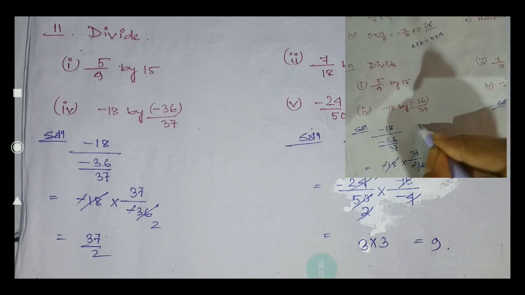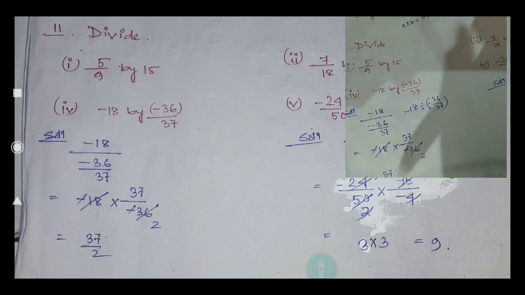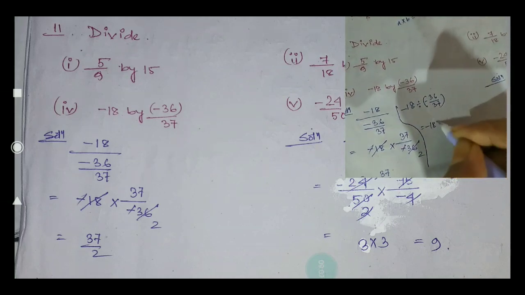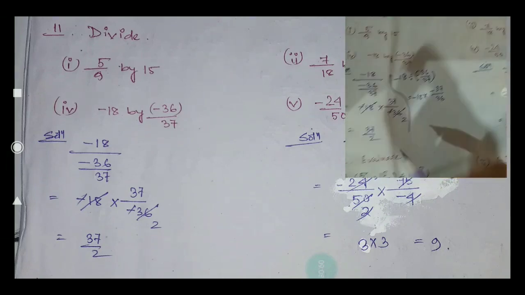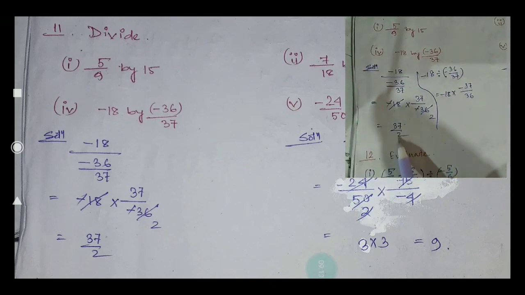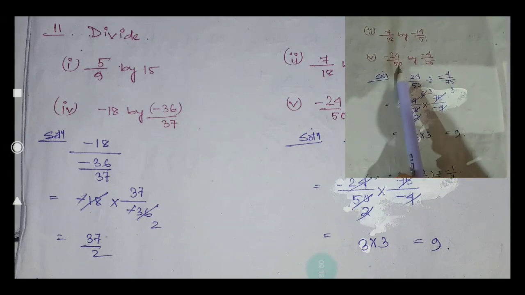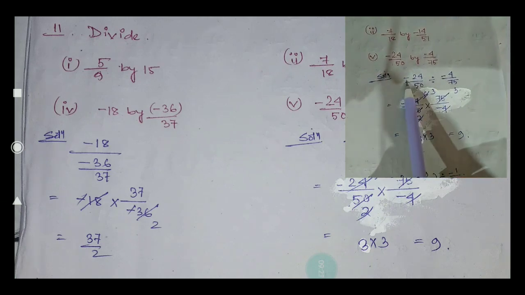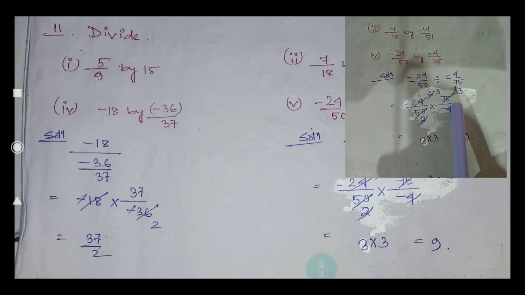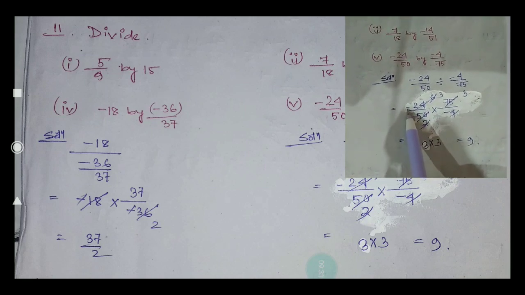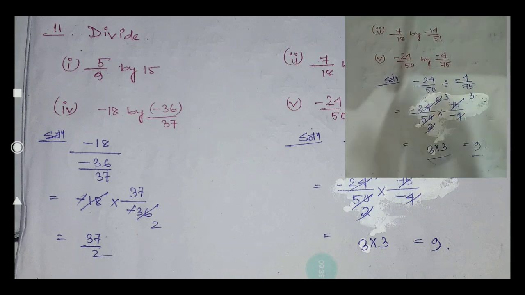You can write like this also, minus 18 divided by minus 36 by 37. After that, same method: minus 18 multiplication 37 by 36. Cancellation then, 37 by 2. Here also see, 5: minus 24 by 50 by minus 4 by 75. So minus 24 by 50 into the reciprocal, 75 by 4. Division becomes multiplication with the reciprocal. Cancellation, you will get 9.